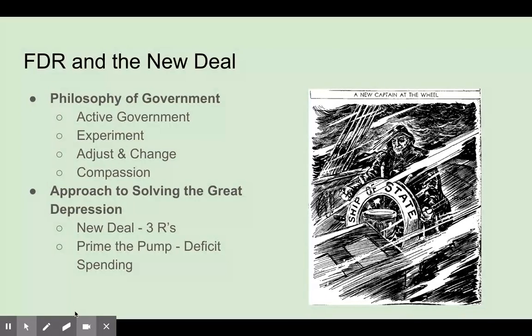With FDR, it's about deficit spending. Let's not worry about the bottom line, and that can be worrisome. But at the moment, FDR is thinking drastic times require drastic measures. And then the last R is reform.